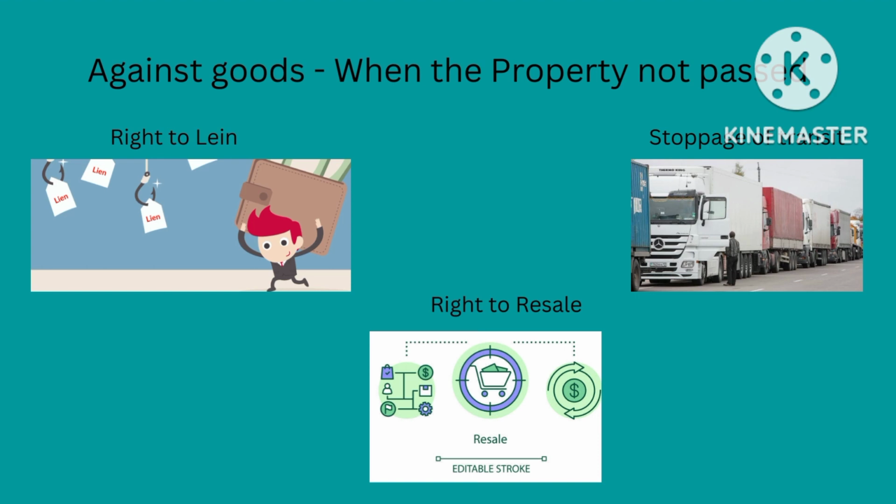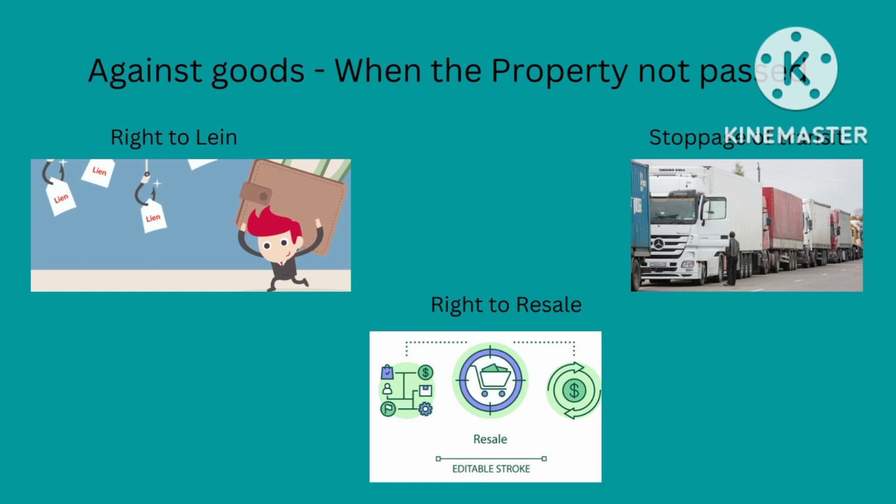Next is stoppage in transit. The right of stoppage in transit arises when the goods are in the transmitting process, where the possession is not maintained by the seller but the goods are in the transport process. In that case he can exercise this right. He has a further right of resuming the possession.